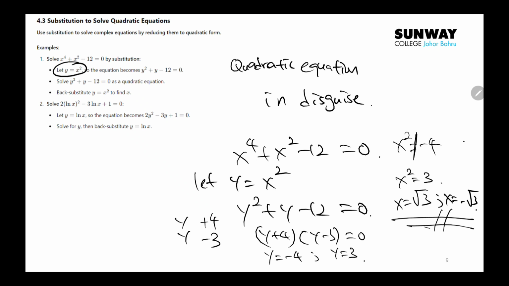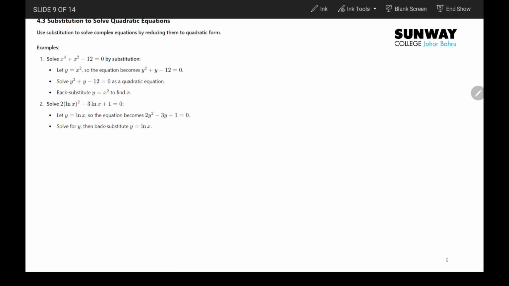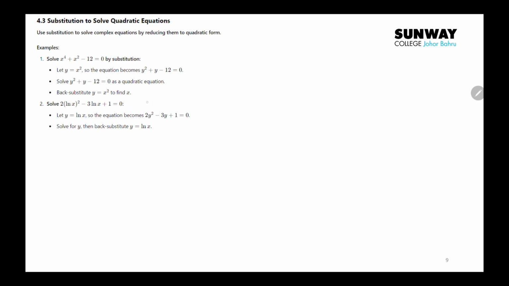Now, even though we have not yet learned exponential equations and logarithmic equations, it is good to notice that similar types of methods, substitutions for example, are also going to be used for a seemingly complicated question that looks like this. This is almost impossible for us to process. However, if you let y equal ln x, you can rewrite this as 2y squared minus 3y plus 1 equals 0.